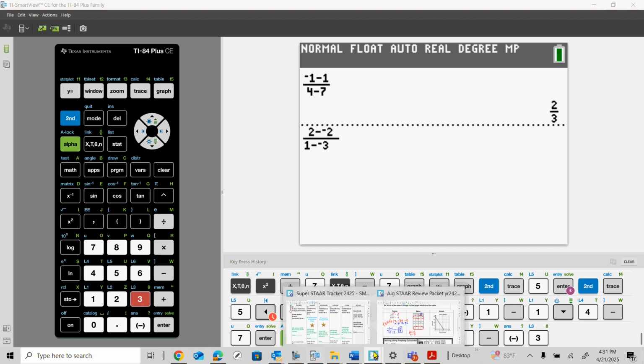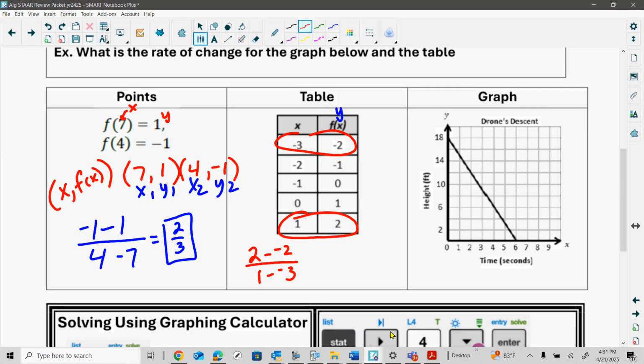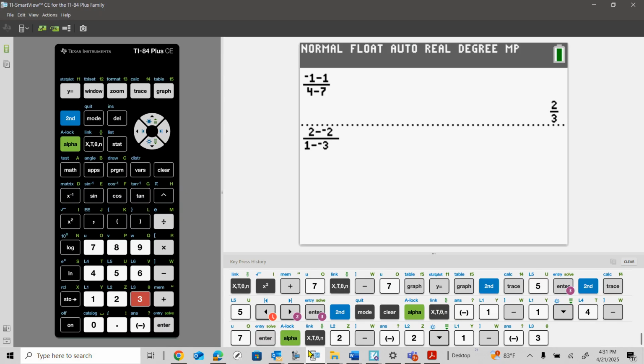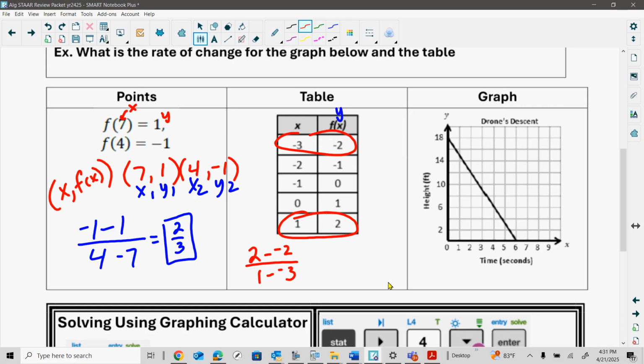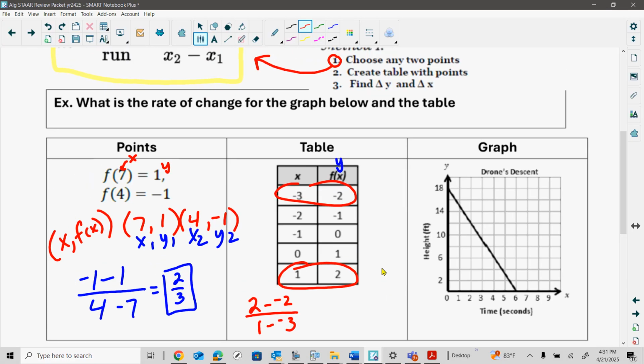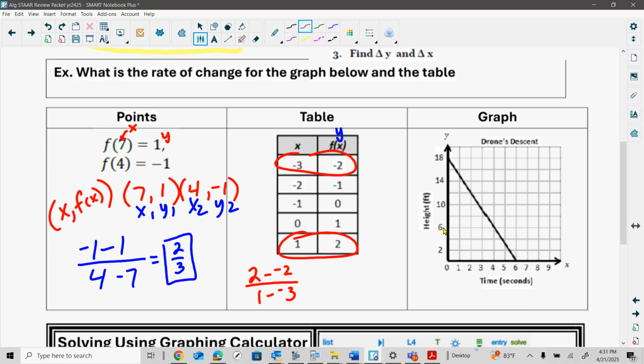Make sure I had that right: 2 minus a negative 2, and 1 minus a negative 3. Then we hit enter, and it reduces to 1. So I always just use the slope formula. That is the best way. Now, if you have a graph, this is where you choose any 2 points. We want to use exact points.